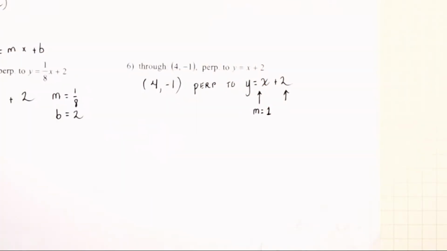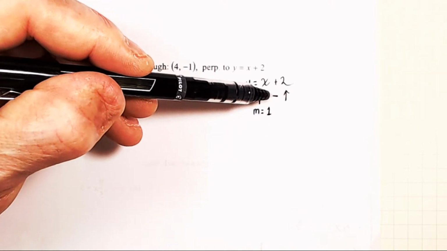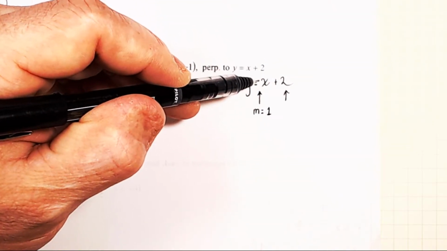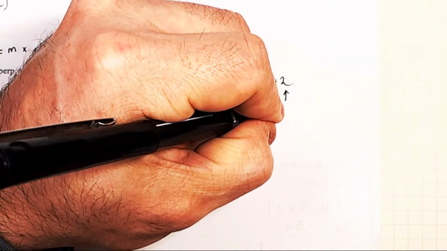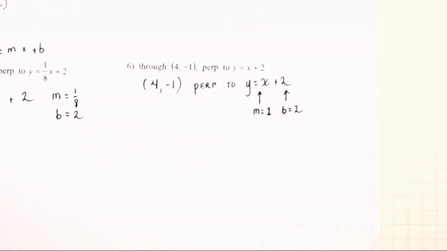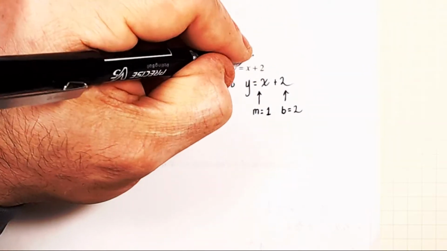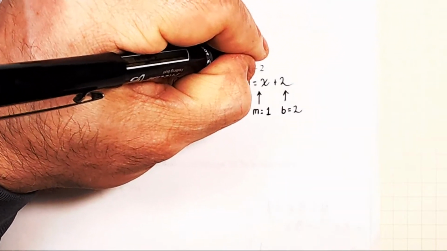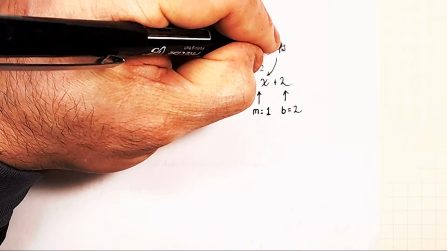So m equals 1. That means when we do rise over run, that's rise 1, run 1. If this is the coefficient for the slope, the y-intercept must be 2. So b, which is the letter we use for y-intercept, is 2. Just to touch base with the other letters here, y is the dependent variable and x is the independent variable.